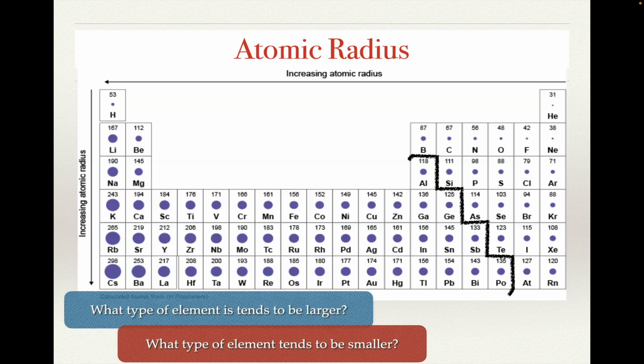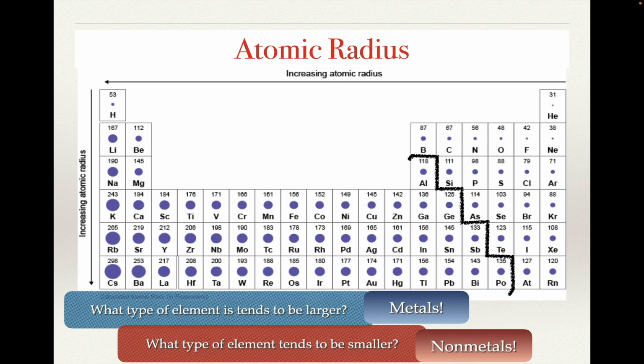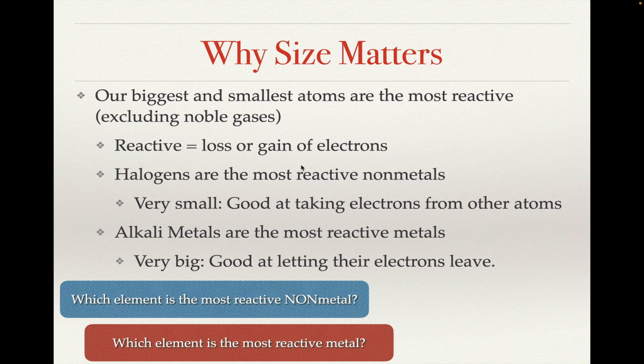If we go back and look, the halogens are the smallest of our non-metals that are not noble gases. In this row, this is the biggest, this is the smallest. The halogen is the smallest within this row, and so forth. So our halogens, being the smallest, become our most reactive non-metals. The reason is they're really good at taking electrons from other atoms because they're small.